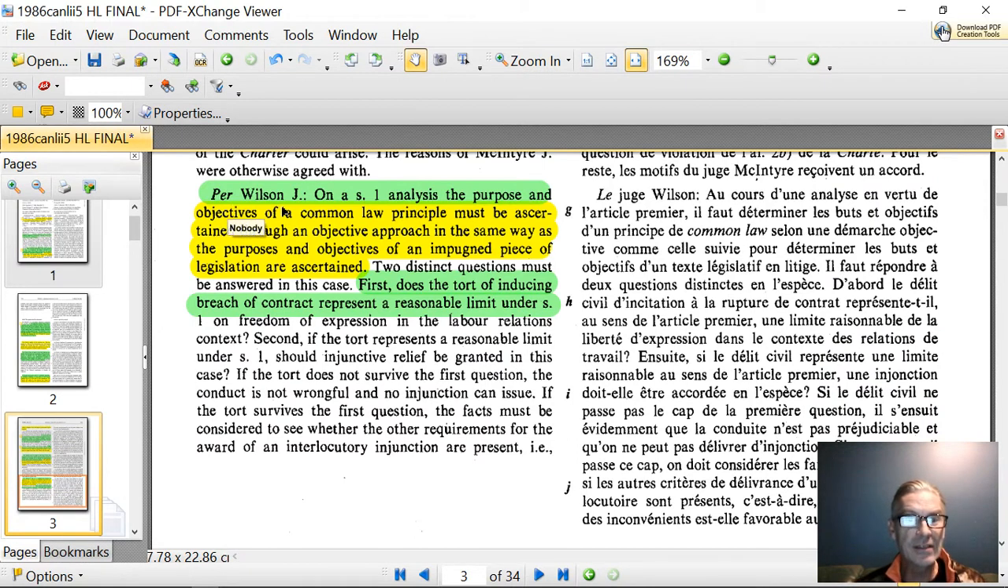Per Justice Wilson, on a Section 1 analysis, the purpose and objectives of a common law principle must be ascertained through an objective approach in the same way as the purpose and objectives of an impugned piece of legislation are ascertained. First, does the tort of inducing breach of contract represent a reasonable limit under Section 1?